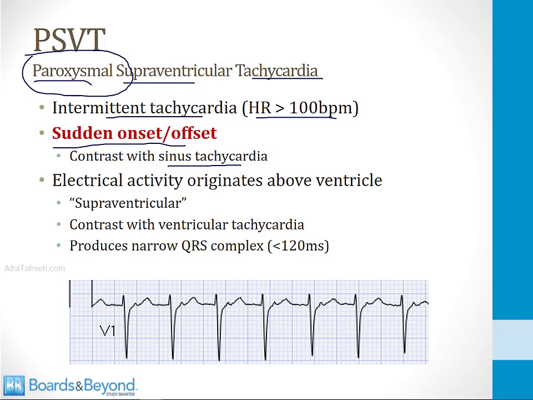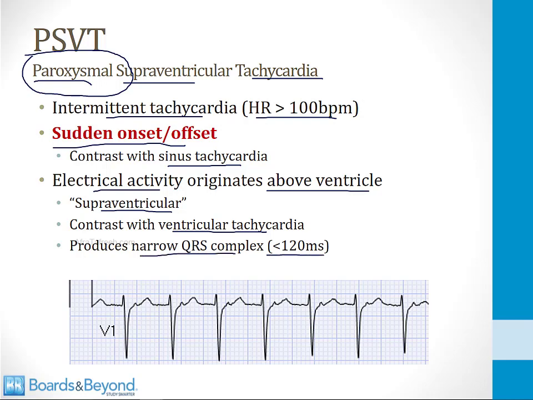The reason these disorders are called supraventricular is because the origin of the electrical activity is above the ventricle, or supraventricular. And this is in contrast with ventricular tachycardias, where the origin of the electrical activity is in the ventricular myocytes themselves. And because the origin of the electrical activity is above the ventricle, electrical impulses still travel through the normal AV node, His bundle, bundle branches, and Purkinje fibers, and therefore the QRS complex is normal or narrow at less than 120 milliseconds.